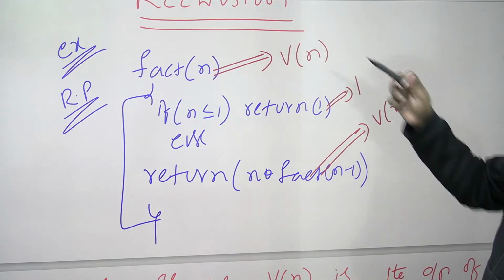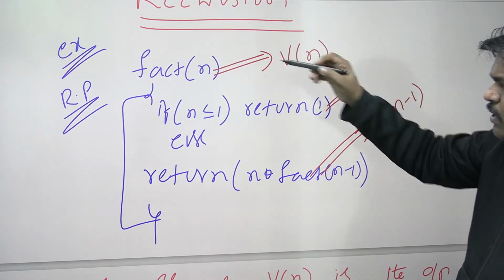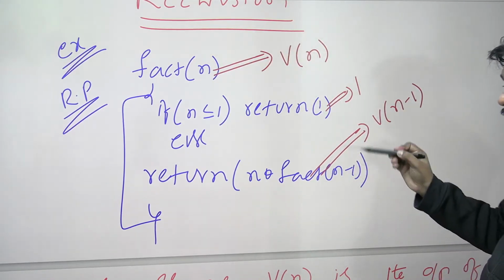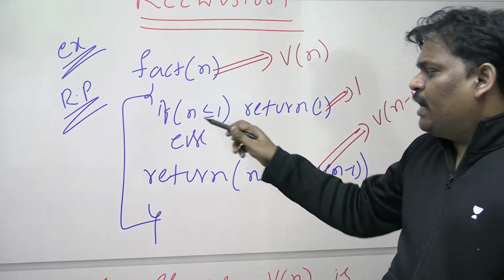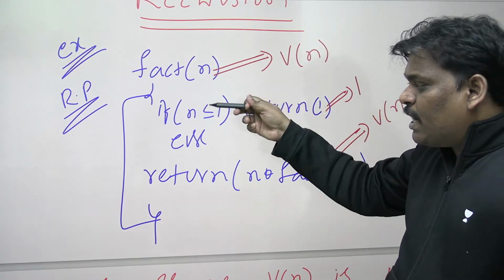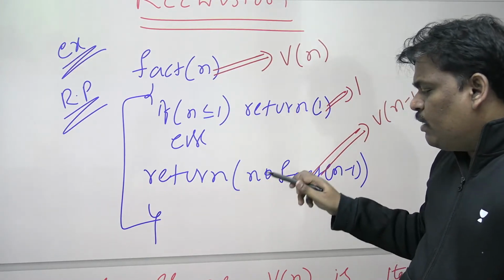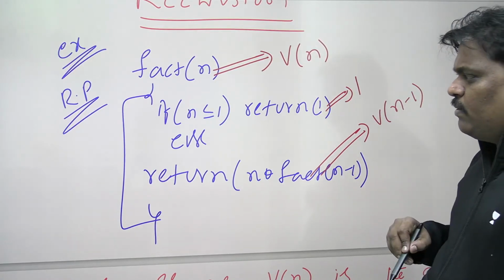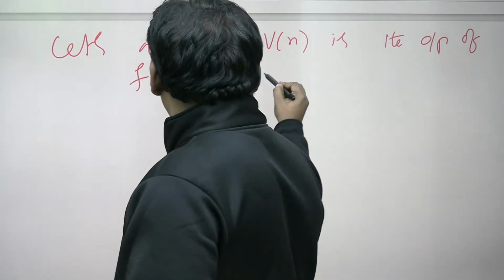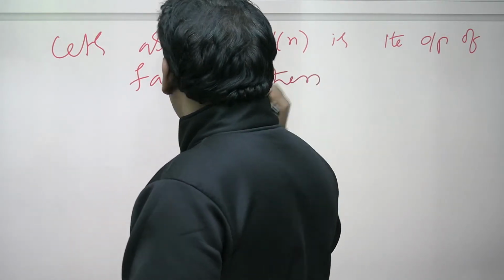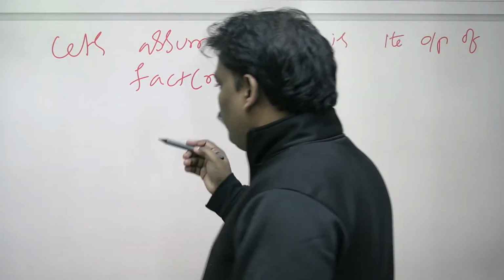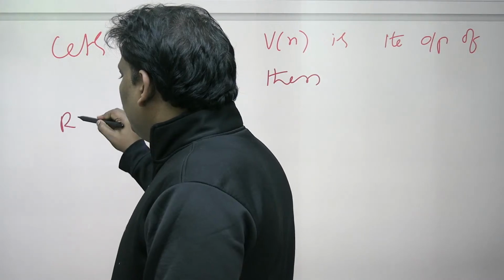That is okay. Recursion, see this one. If at all fact of n is V of n, fact of n minus 1 is V of n minus 1, it's okay. Remaining things you see: n less than or equal to 1, output is 1. If this condition fails, then output is going to be n into V of n minus 1. So let me write now. Let's assume V of n is the output of fact of n. Then this is called recurrence relation.